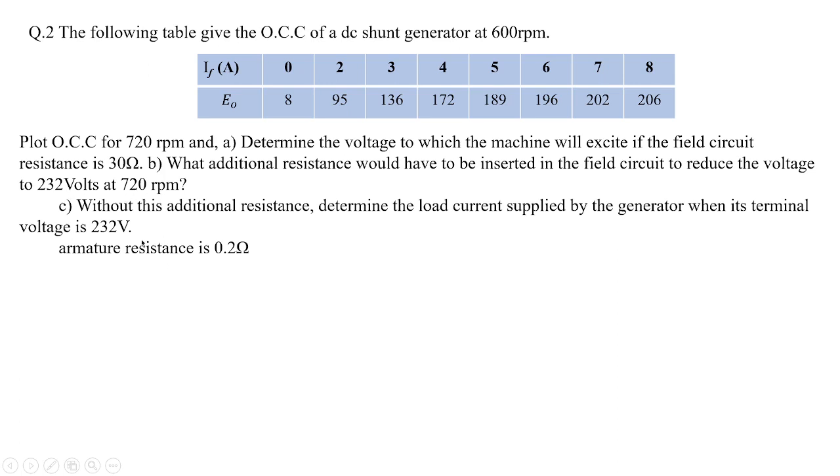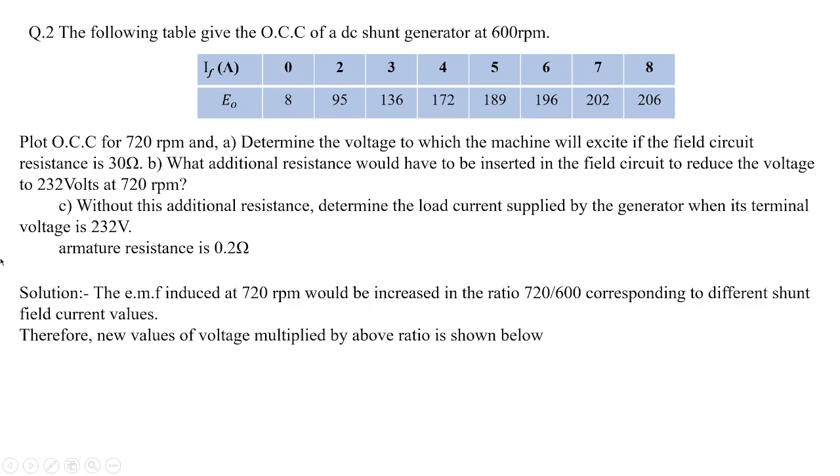Fine. Now what we have to do, first we'll take this new rpm, that is 720 rpm. It would be increased in the ratio 720 by 600. So the new value of speed is 720, the old value of speed is 600. So corresponding to the different shunt field currents, that is IF values given in this table, we need to find out new voltage values by multiplying by the ratio 720 by 600.